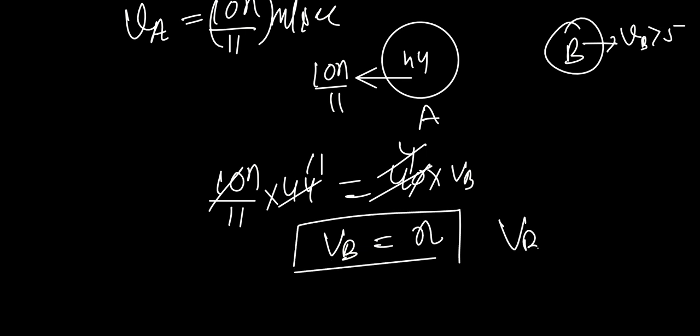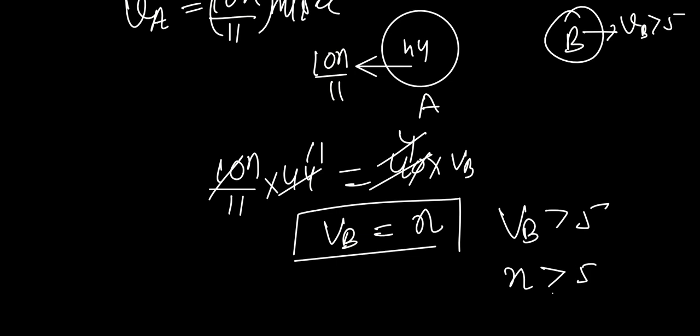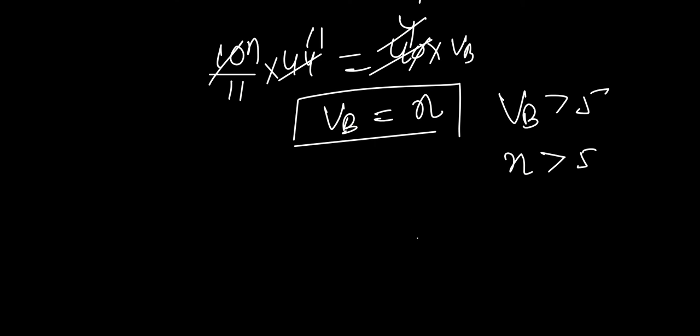Now VB should be greater than or equal to 5. Then the ball will never reach B. So n should be greater than or equal to 5, or VB should be greater than 5. Then if n is greater than 5, it means at the sixth catch, 6 times that A can catch the ball. After the sixth catch, the ball is never going to come back.